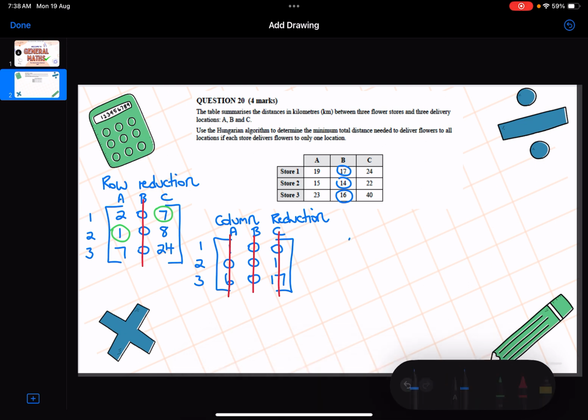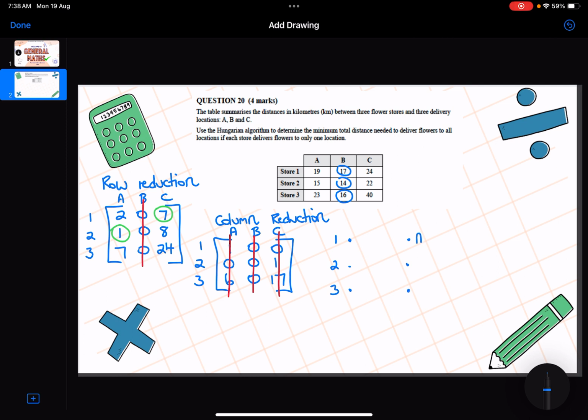So I'm going to start with my 3 dots on this side. I've got store 1, store 2, and store 3. And I'll have my 3 dots on this side, and this is going to be for location A, location B, and location C. Actually, I'll write bipartite graph up the top there. Bipartite graph.